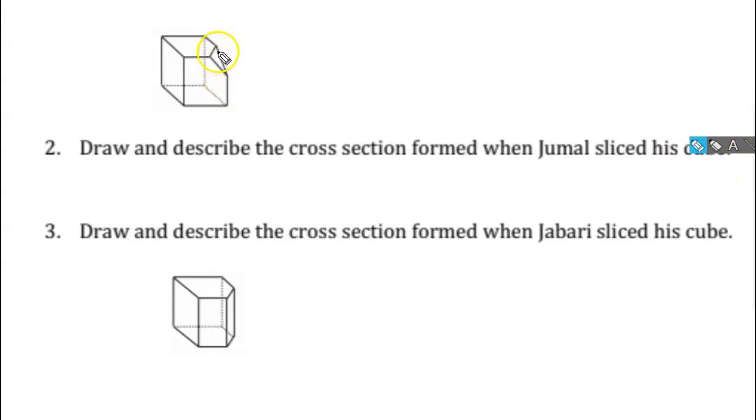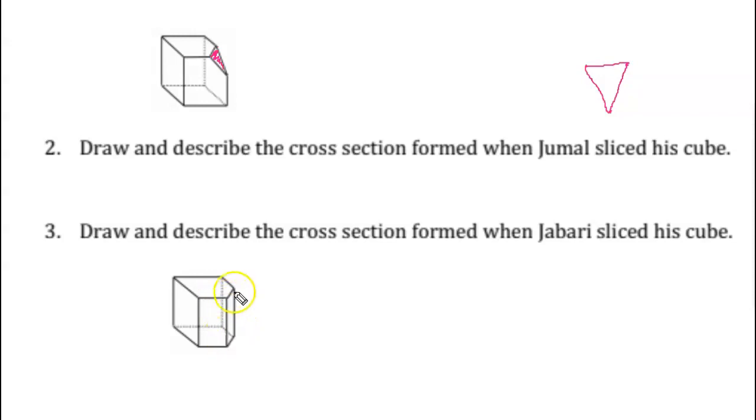So Jamal had taken off the vertex. He had interpreted corner to be vertex, and so he cut the vertex off. And so he ended up with this cross-section right here. I've got a corner, and a corner. So three corners makes for a triangle. So he ended up with a triangle.